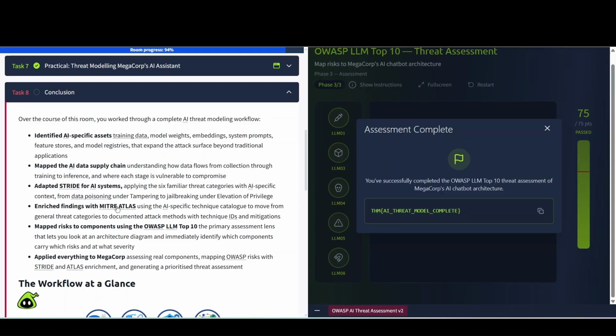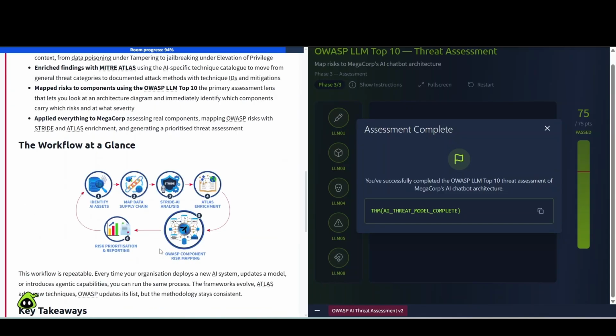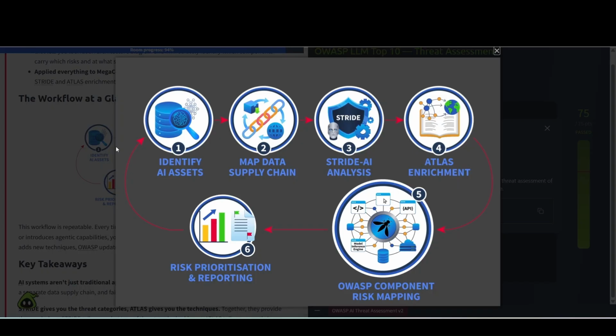Enriched findings with MITRE ATLAS, using the AI-specific technique catalog to move from general threat categories to documented attack methods with technique IDs and mitigations. Mapped risk to components using OWASP LLM Top 10, the primary assessment lens that lets you look at an architecture diagram and immediately identify which components carry which risk and at what severity. Applied everything to Megacorp, assessing components, mapping OWASP risk with STRIDE and ATLAS enrichment, and generating a prioritized threat assessment. All right, so the workflow at a glance here.